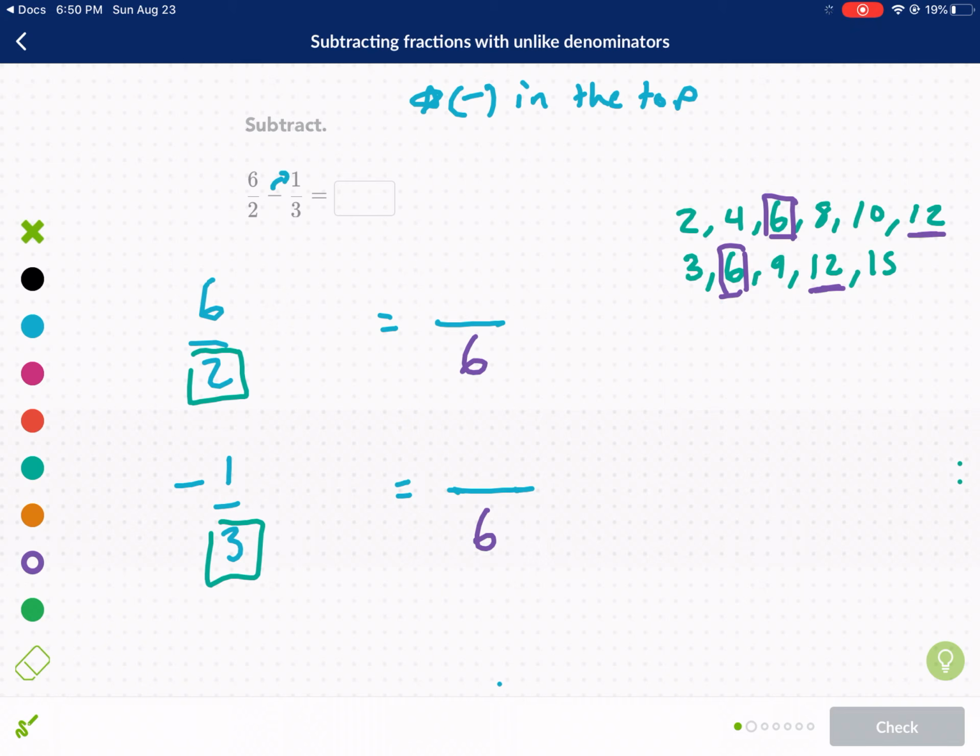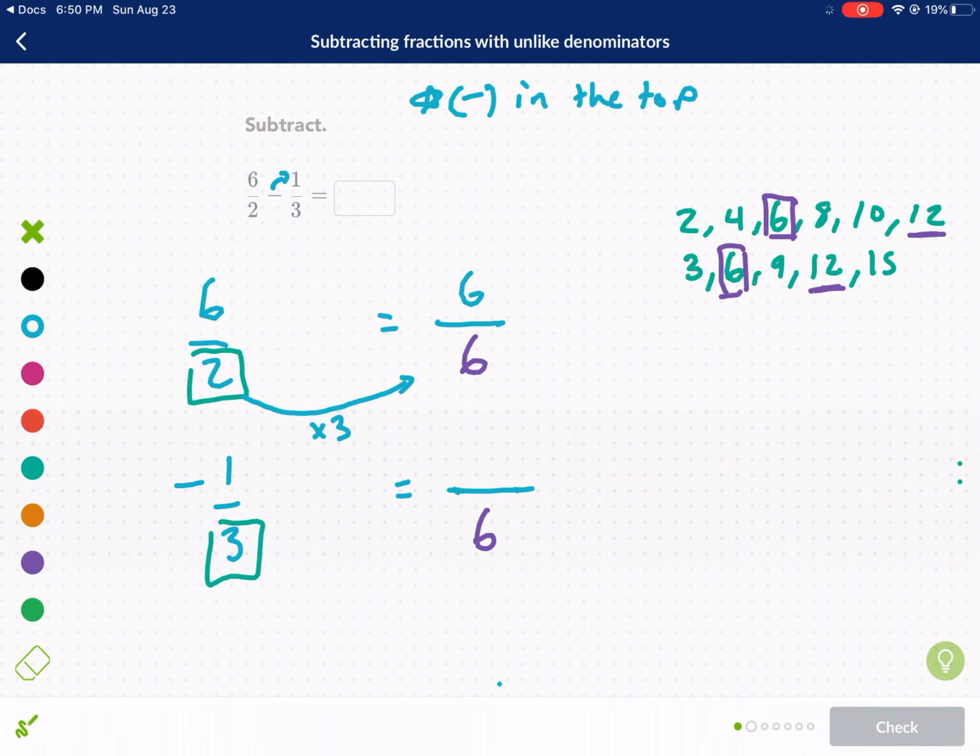Now, what are we doing from here? Well, we need to understand, how do we go from 2 to 6? Because we can't just make it 6. We can't just say, oh, poof, the denominator is now 6. We need to do something to it. We need to multiply by 3. So we multiply 2 times 3 and that gives us 6.